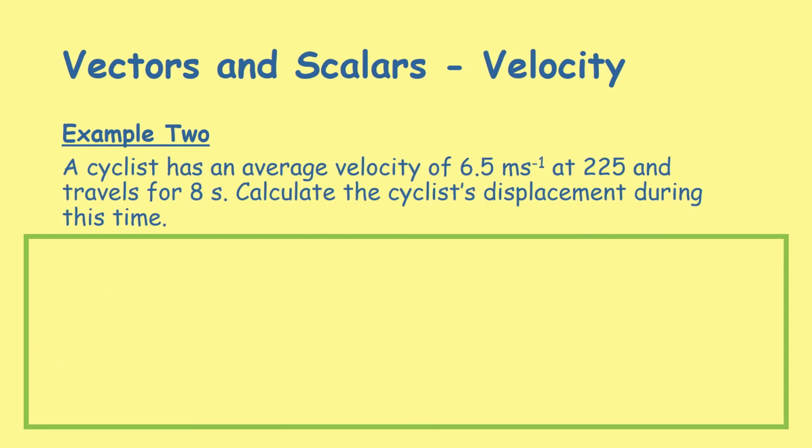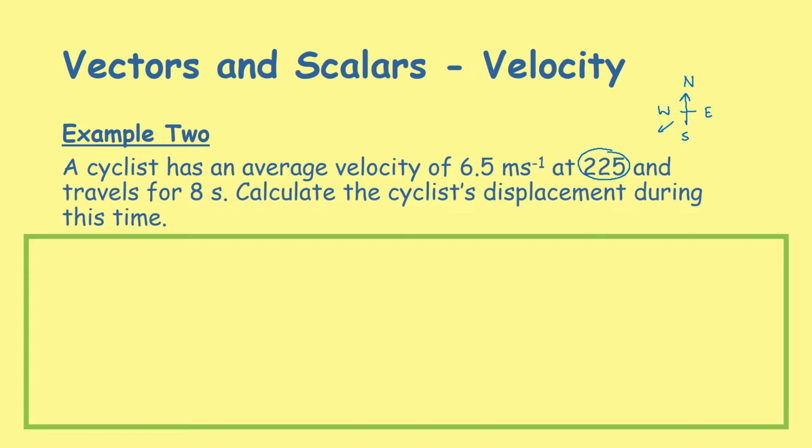Example 2. A cyclist has an average velocity of 6.5 meters per second at 225 and travels for 8 seconds. Calculate the cyclist's displacement during this time. Remember, this 225 is our angle from north. So looking at a compass, our north is up the way just here, and we have east, south and west. 225 would be somewhere between south and west, down in this direction.